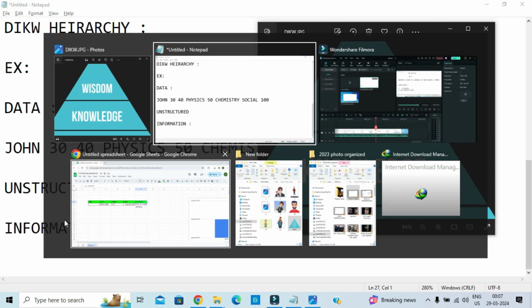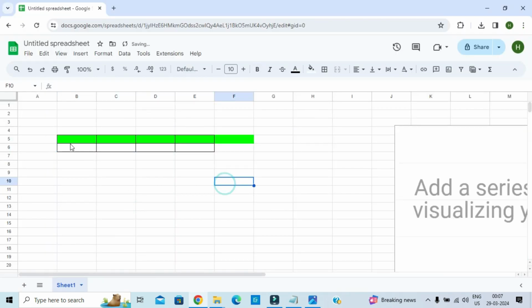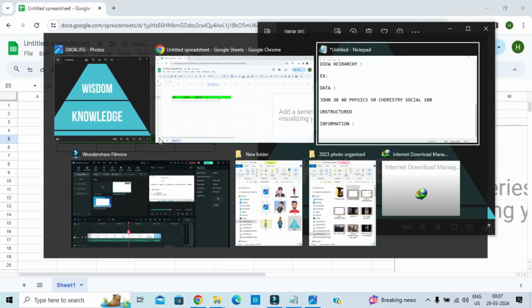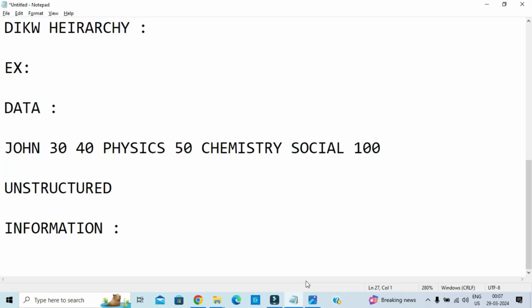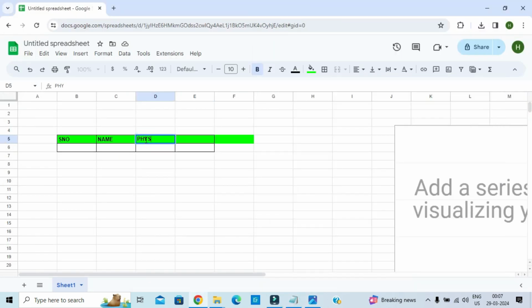So I'm going to create a table: serial number, name, max, and the subjects I have are physics, chemistry, social.